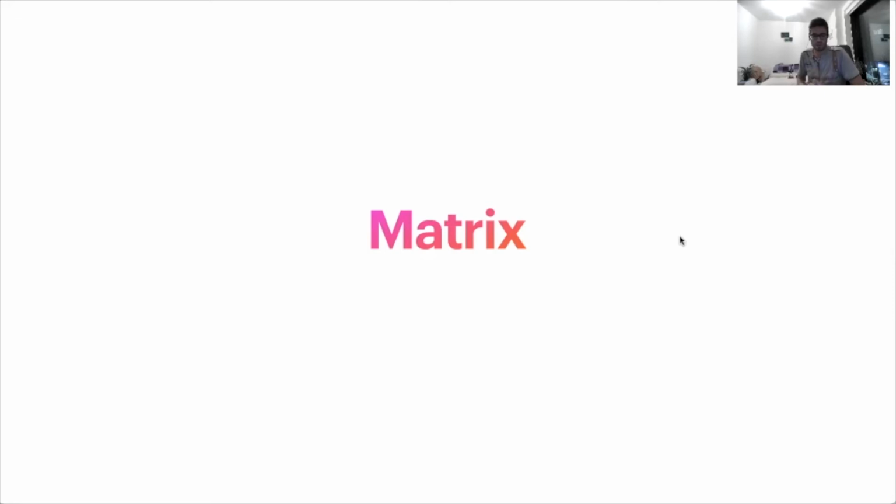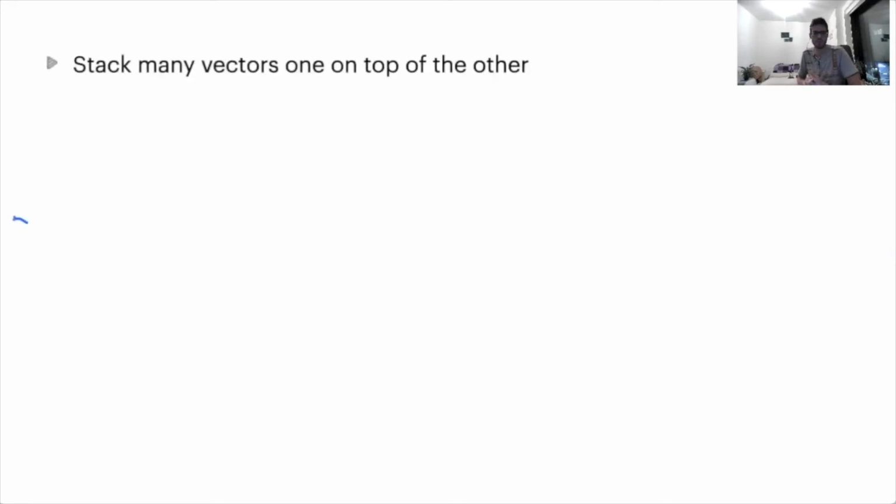Now the second most important concept in linear algebra is the matrix. The simplest way to think about a matrix is if you have two or more vectors and you stack them on top of each other. In a programming language, you have an array, and then you build an array of arrays.